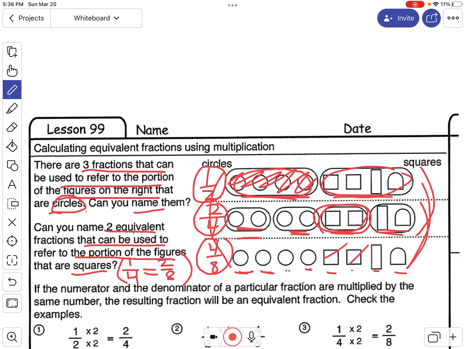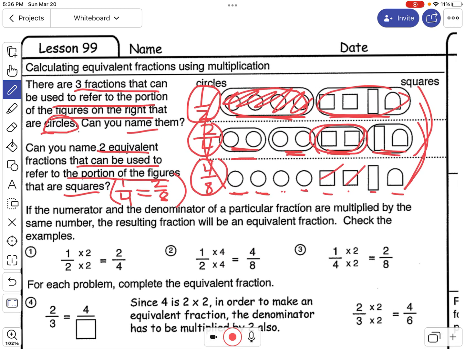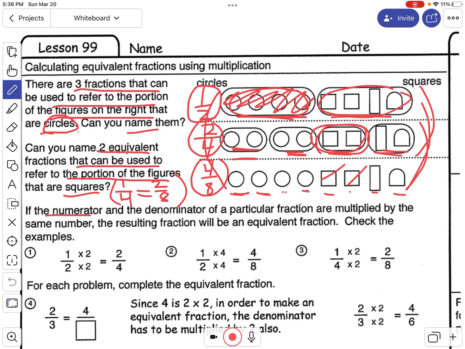All right, so that is just a little warm up so we can see how to find equivalent fractions. Now, if the numerator and the denominator of a particular fraction are multiplied by the same number, the resulting fraction will be an equivalent fraction. Let's check that out. So like in these examples up here on this one, 1 times 2 is 2, and 4 times 2 is 8. And that fraction is the same.